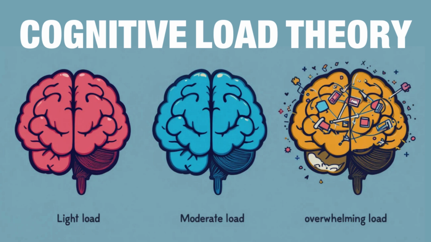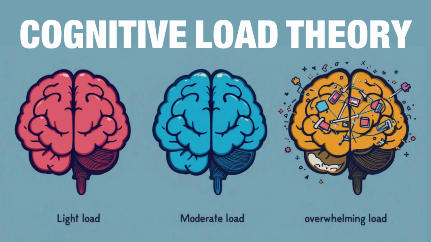The three types of cognitive load. 1. Intrinsic load, the complexity of the information itself. Some topics are inherently more difficult, like advanced mathematics versus simple addition. 2. Extraneous load, unnecessary distractions that hinder learning, such as poorly structured content, irrelevant details, or overwhelming visual clutter.